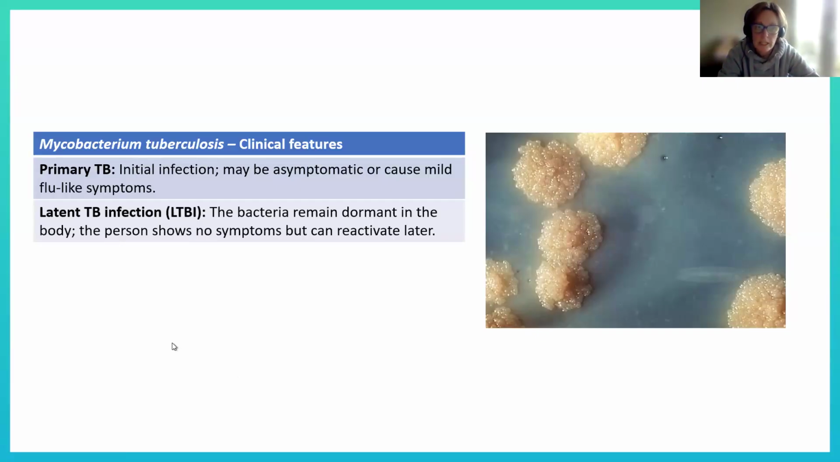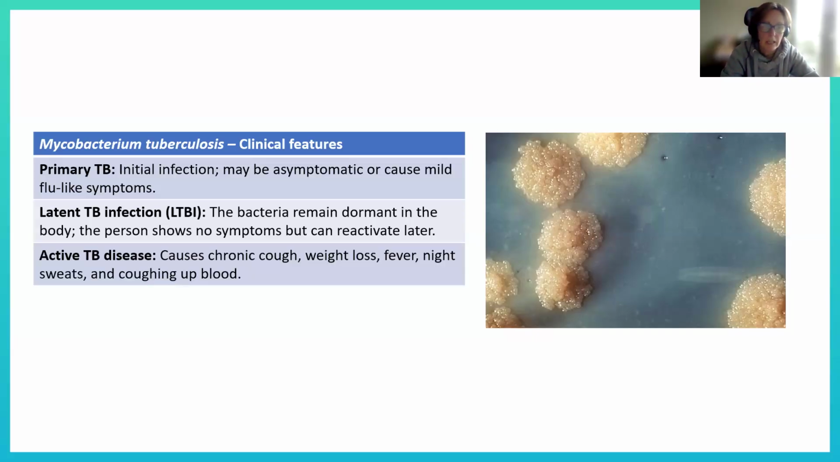So with TB, the initial infection might not even be anything much. It might just be like a mild cold or mild flu. And the bacteria can remain dormant and the person can show no symptoms and they reactivate later. Active TB is nasty. It causes quite serious illness. I mean, it kills you. It causes chronic weight loss, fever, night sweats, coughing up blood.